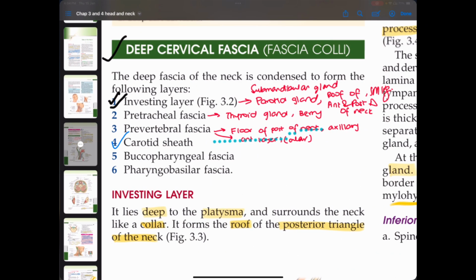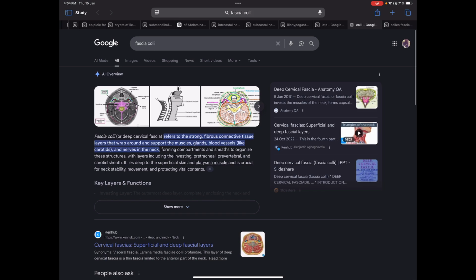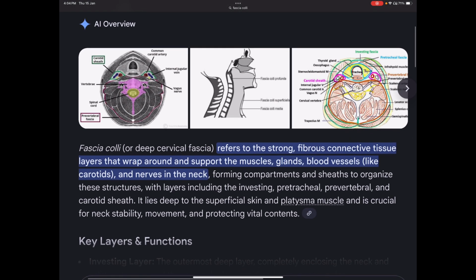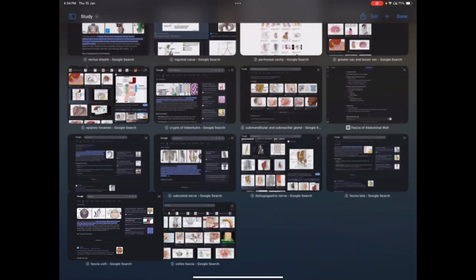Do not confuse this with the fascia colli. If you can recall, when we were studying head and neck anatomy, I told you that we have the deep cervical fascia, which is the fascia of the neck. It's also given another name, fascia colli. So that's fascia colli, and this is Colles fascia. Fascia colli is the deep cervical fascia of the neck. Do not confuse it with that.